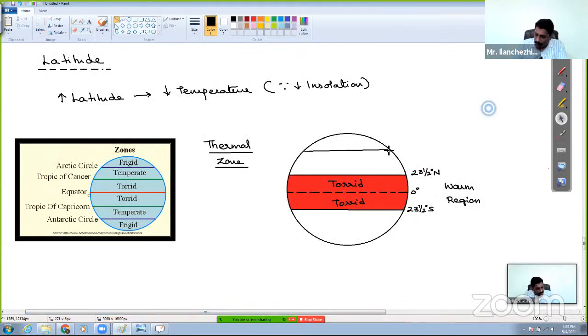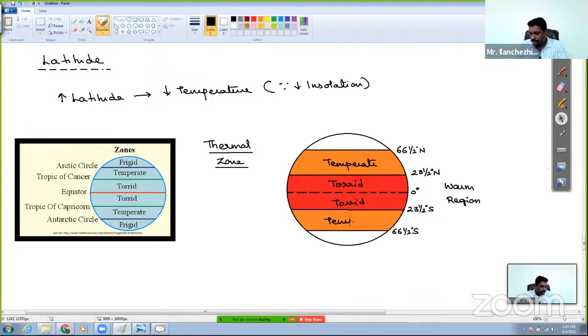And say, for example, between Tropic of Cancer to Arctic Circle, and Tropic of Capricorn to Antarctic Circle, my friend. Greeks were calling this region as what? Temperate region, my friend. According to them, temperate means moderate. That is the meaning of this temperate.